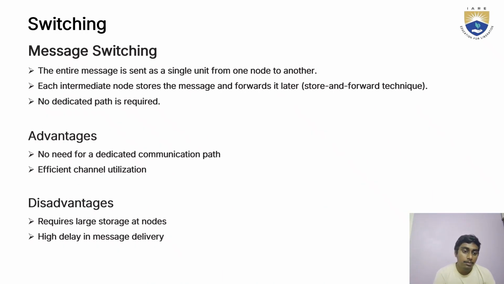So now I'm going to talk about message switching. The entire message is sent as a single unit from one node to another. Each intermediate node stores the message and forwards it later. Store and forward technique. No dedicated path is required. Advantages. No need for a dedicated communication path. Efficient channel utilization. Disadvantages. Requires large storage at nodes. High delay in message delivery.